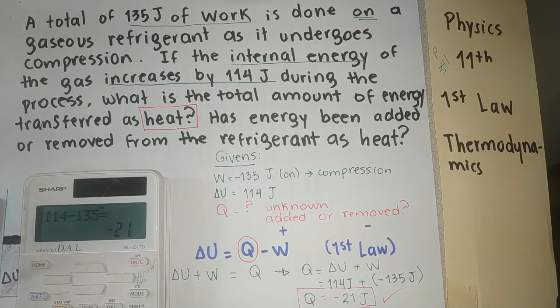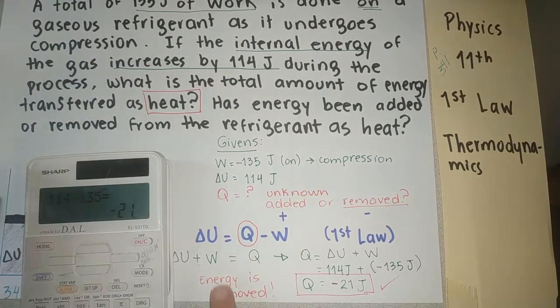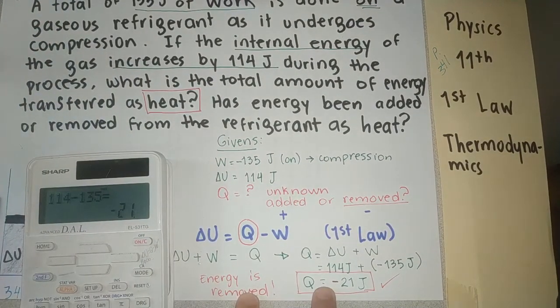The symbol is negative, so we can conclude that heat is being removed from the system. So we say energy is removed. And what tells you that? The symbol of heat. You can actually see it right there. Energy is removed because the Q, heat, remember Q stands for heat, is negative 21 joules.